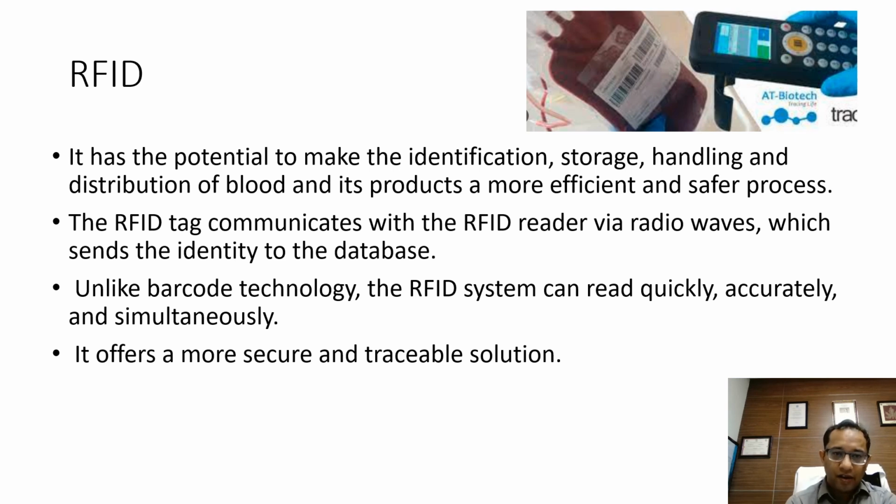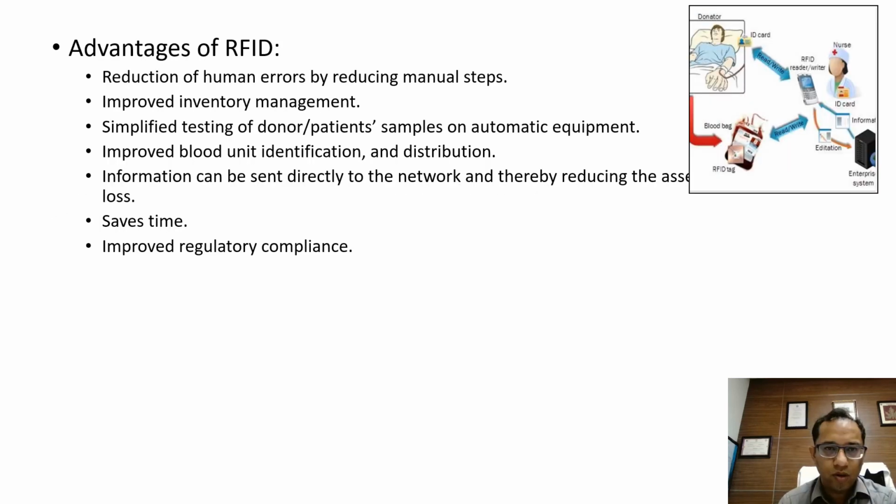And the new player is RFID, or radio frequency identification. It has the potential to make the identification, storage, handling, and distribution of blood and blood products a more efficient and safer process. The tag communicates with the RFID reader via radio waves, which sends the identity to the database. And unlike barcode technology, it can read quickly, accurately, and simultaneously, and offers a more secure and traceable solution.